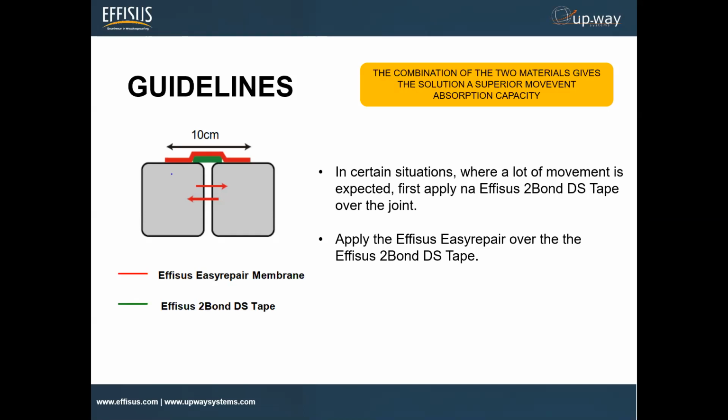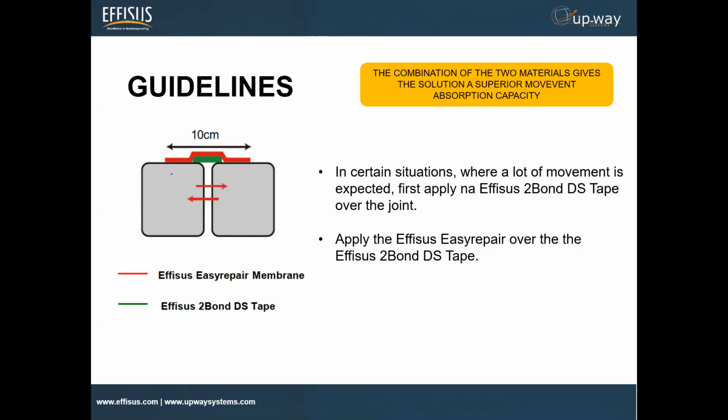Go ahead. I had a situation previously where I had to put 2-bond-ES in this joint, because we have metal here and polycarbonate here, and there is a little space between them. The metal will work like this, the polycarbonate will work a lot like this, and it was very important to put the 2-bond-ES here, because it has elasticity. It is very elastic, it can absorb the movements, and it's very important to protect the Easy Repair from this kind of movement.